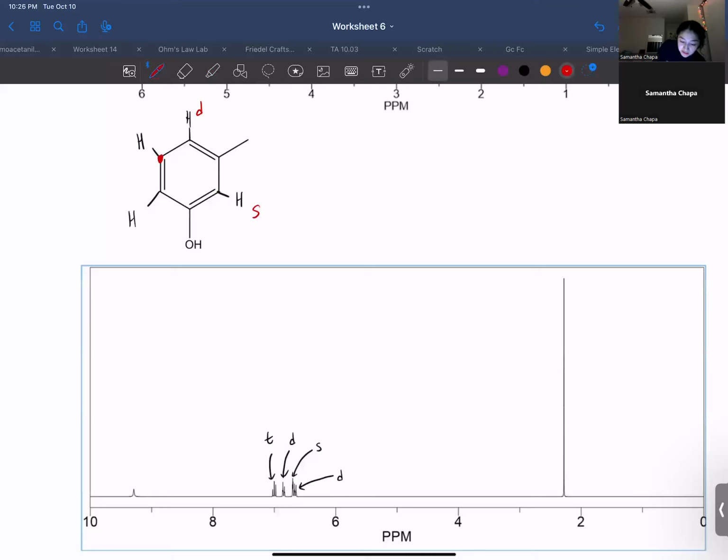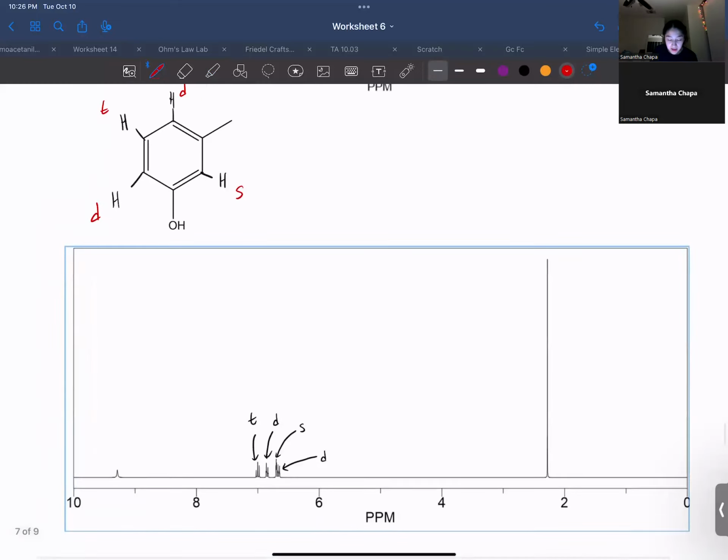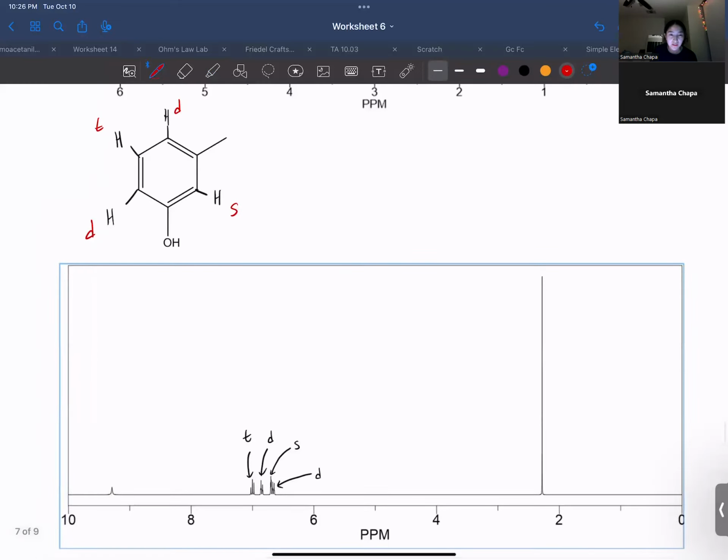I'm looking at this one right here. I look at its neighbors. I have a total of 2 hydrogen neighbors, so I'm a triplet. Looking at this one right here, look at its neighbors. I only have one hydrogen neighbor, so this is a doublet. Cool. And now we can just match them up. I won't really highlight those, but you kind of know that they're matching up to all of these.